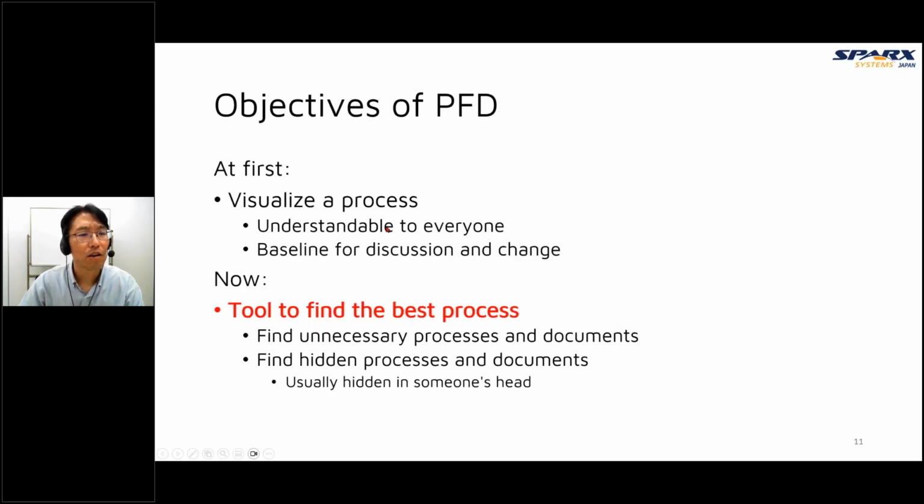At first, the objective of PFD was to visualize and describe a process. It must be understandable to everyone, and it is used as a baseline to discuss a better process. But now the process flow diagram, PFD, is a tool to find the best process. That means PFD is a tool to find unnecessary processes and documents, or to find hidden processes and documents. There are many hidden, undocumented pieces of information in every project, usually hidden in someone's head.